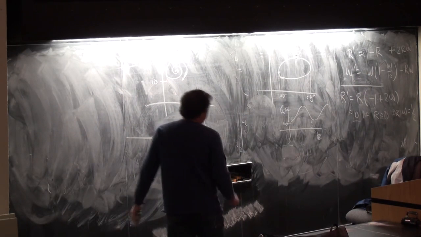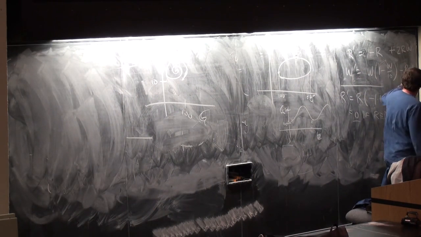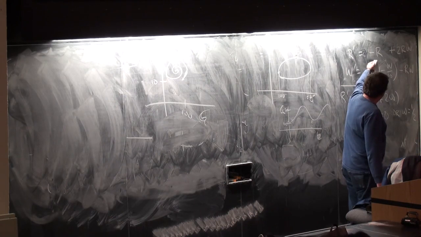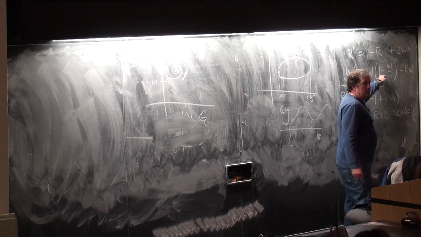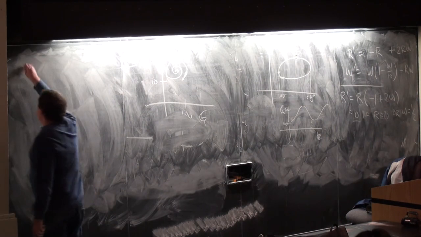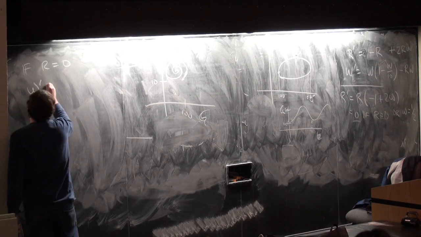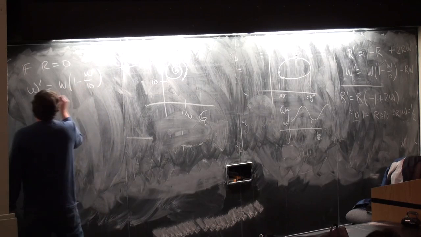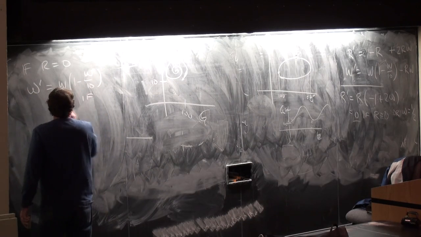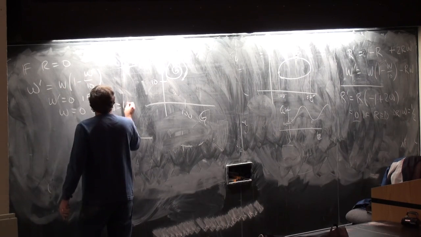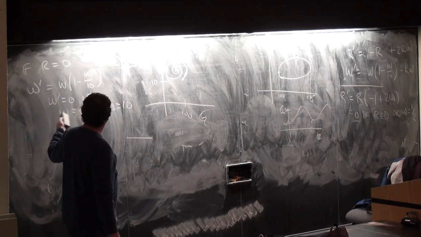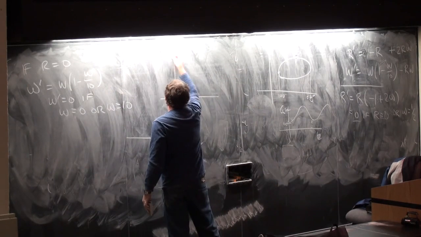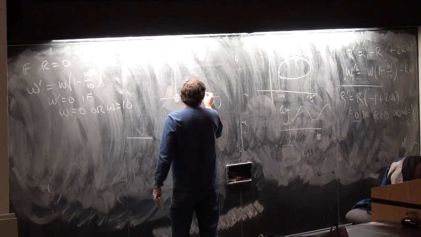So I also have to figure out when W prime is zero. I notice that there's a W term, so I can factor this. Let's just plug it in, then it's easy. If R is 0, then W prime is W times 1 minus W over 10. So this is 0 if W is 0, or W is 10. That means I get equilibria at W equals 0 and at 10.